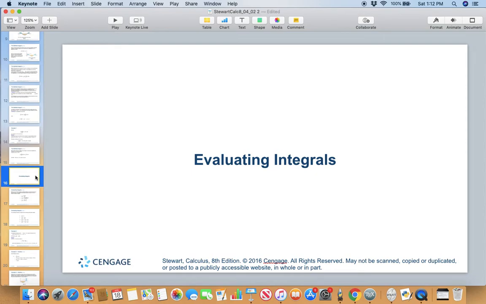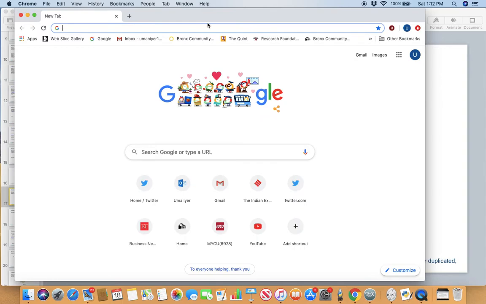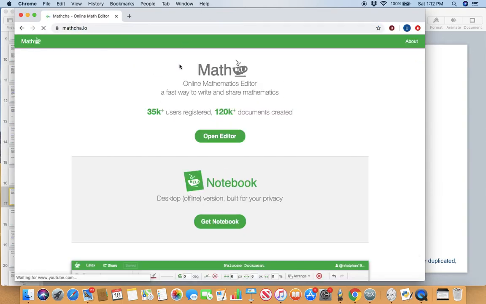Okay. Evaluating integrals. Let's try. How do we evaluate integrals? When we use a limit to evaluate a definite integral, we need to know how to work with sums. The following three equations give formulas for sums of powers of positive integers. Now this is important to know, guys. You may not understand it, so let me explain what they mean.